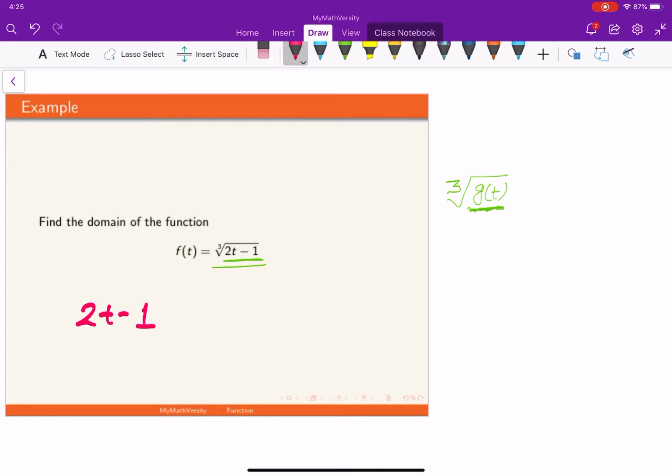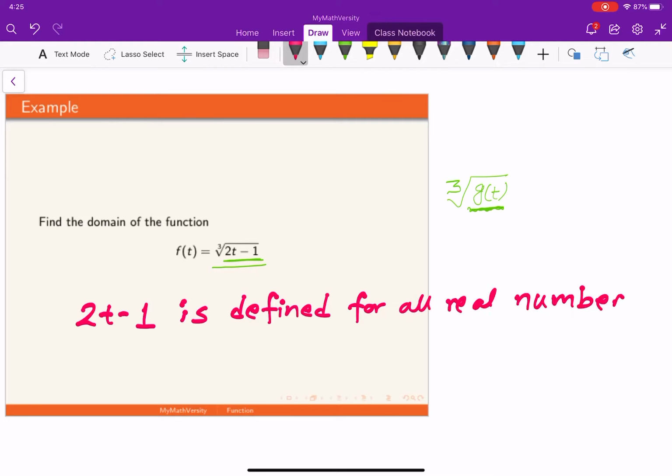So the domain of that is all real numbers, or we can say 2t minus 1 is defined everywhere, for all real numbers. If that is the case, we can always find the cube root of a negative or positive real number. No problem with that, right?